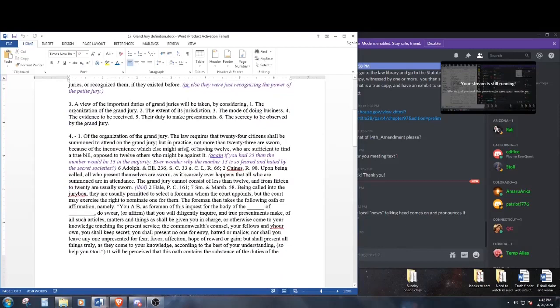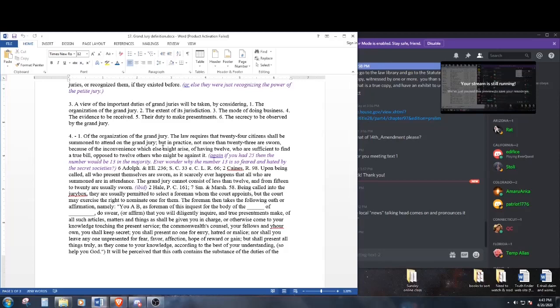You've got to be out. Number 3, a view of the important duties of the grand juries will be taken by considering the organization of the grand jury, the extent of its jurisdiction, the mode of doing business, the evidence to be received, the duty to make presentments, and the secrecy to be observed by the grand jury. A lot of this I cover in the grand jury manual, but it's all covered here in the definition. If you want to know how to do these things, it's pretty much in the definition of grand jury in Bouvier's. The rest of the process and procedure, you can find in treatises, because there are treatises on grand juries.